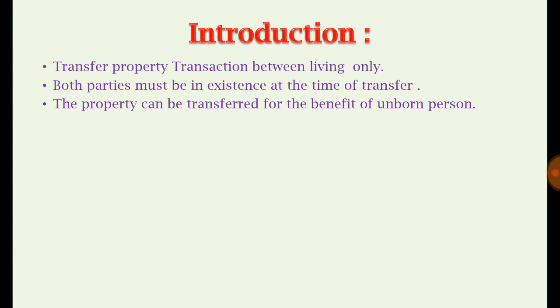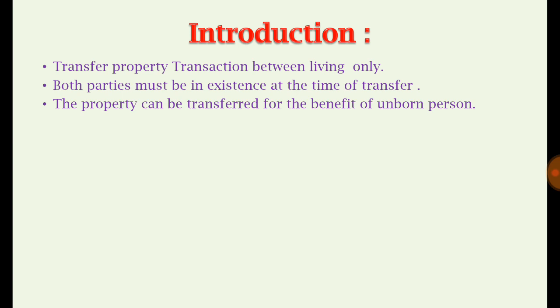See, while discussing section 5, we discussed some essentials of section 5, and one of the essentials is that there must be two living persons. So a transaction between living persons is regulated by section 5. Therefore the property can be transferred to a living person, or a person who is in existence at the time of transfer. Therefore a property cannot be transferred to a person who is not in existence at the time of transfer.